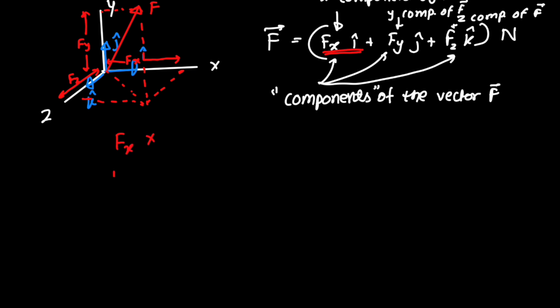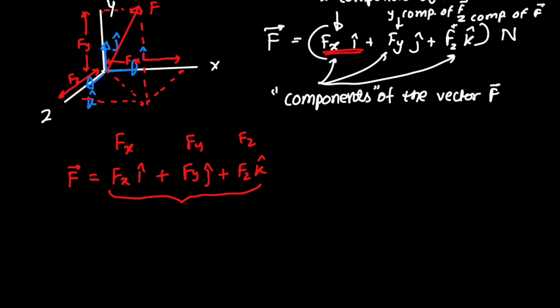So fx is not a vector, but fx i cap is definitely a vector. fy is not a vector, but fy j cap is a vector. fz is again not a vector, but fz k cap is also a vector. And if you add these three vectors, you get the actual vector, or the total F vector. This addition of course follows the law of vector addition.